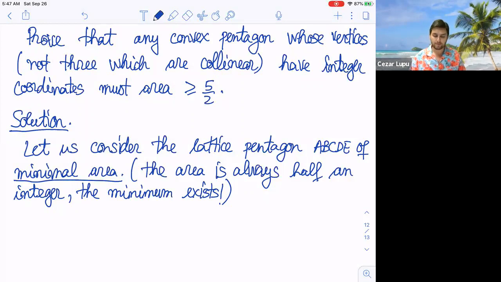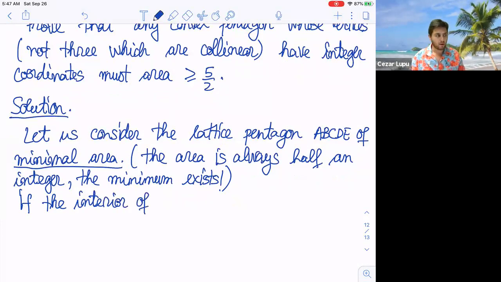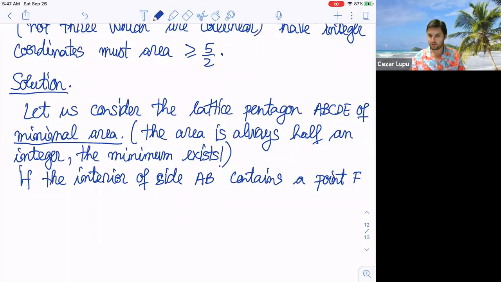So now let's see if the interior of, how should I say it, of let's say side AB contains a point F, right? Because this observation will turn out to be crucial for our problem. So if the interior of side AB contains a point F, then, well, guess what?